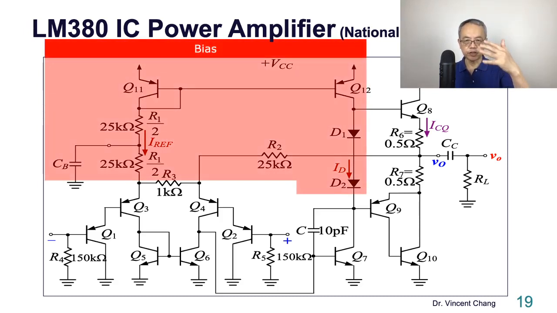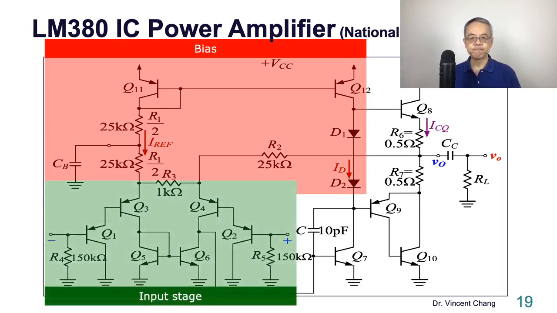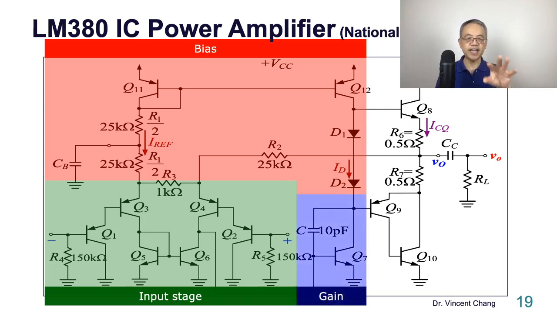Again, the red part is the bias of the power amplifier. The green part is the input stage: the differential pair Q3, Q4, the emitter followers Q1, Q2, and the last one, Q5, Q6, which serve as a current mirror. So differential pair, emitter follower, and then the current mirror. The blue part is the gain stage. So bias, input stage, and gain stage: common emitter amplifier and Miller capacitance.